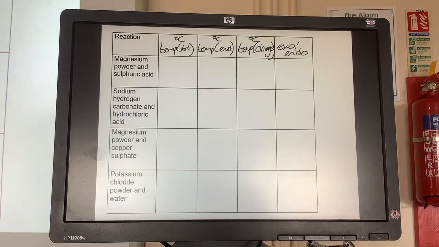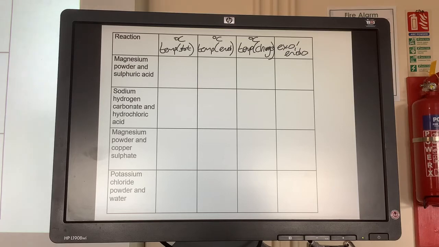So we've got 4 reactions: magnesium and sulfuric acid, sodium hydrogen carbonate and hydrochloric acid, magnesium powder and copper sulfate, potassium chloride and water. Obviously you can't do these reactions at home, but very luckily I think we had Holly, Emily and India film the video of this experiment, and that's going to be shared with you as well. And what you're going to do is use their results to fill this table in. So you're going to look at the other video and fill this table in.